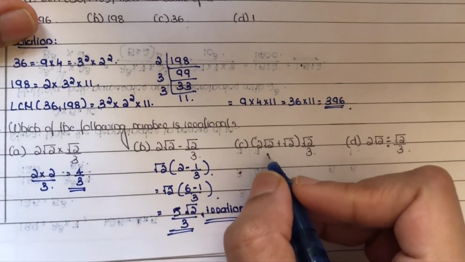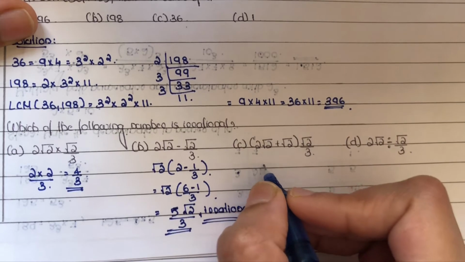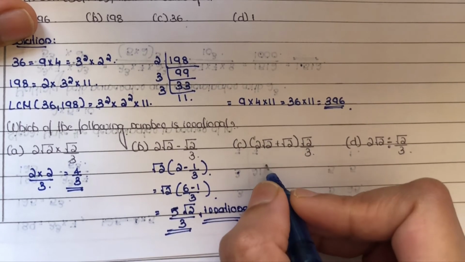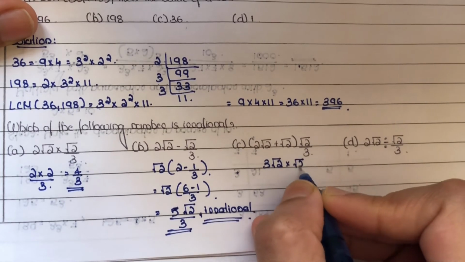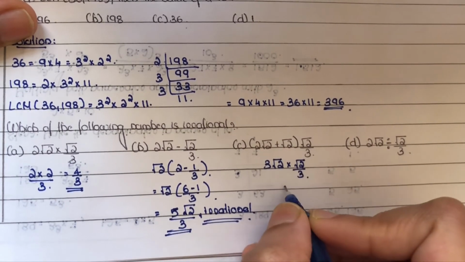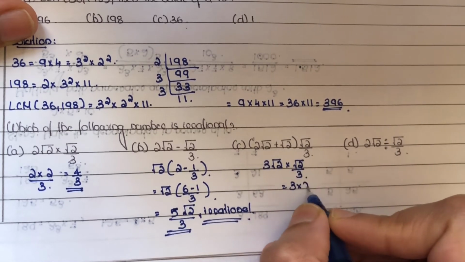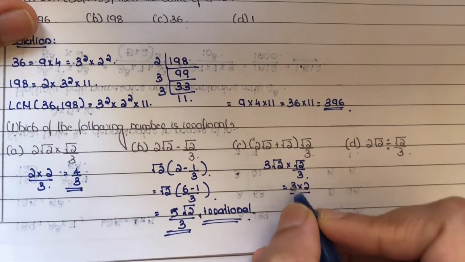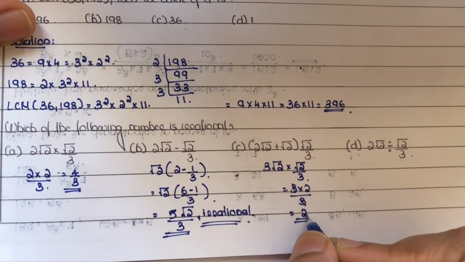Now option C, 2 root 2 plus root 2. That is 2 root 2 plus 1 root 2. That is 3 root 2 into root 2 by 3. That's equal to 3 into root 2 into root 2 is 2, by 3. 3 and 3 get cancelled. Now the answer is 2, which is a rational number.